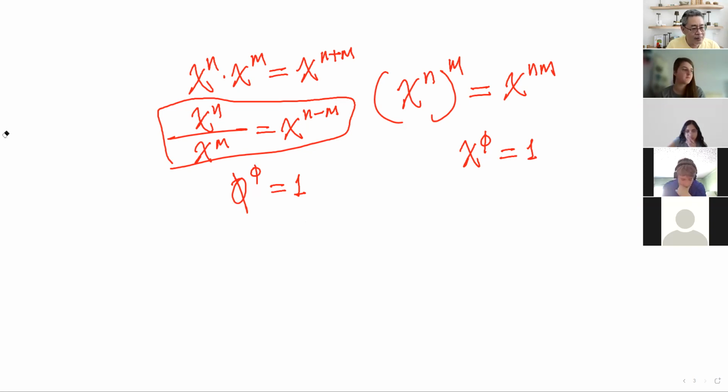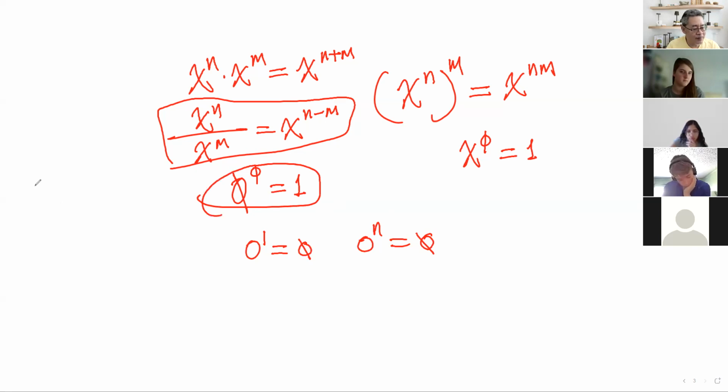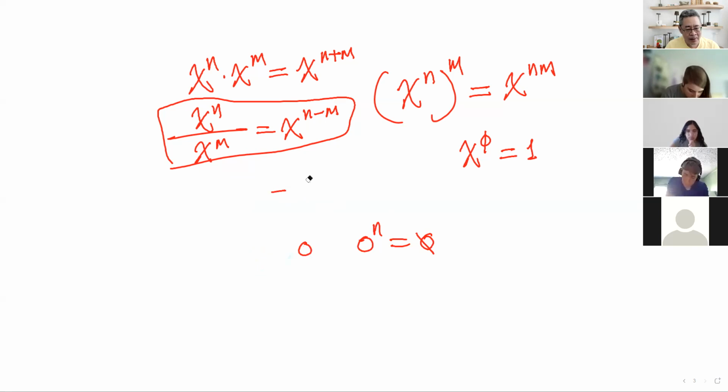Because 0 to any power, 0 to the 1st power is 0, 0 to the nth power is 0, except this. That's a special case. Okay, just keep that in mind, someday you're going to run into that. Okay, now we have that.